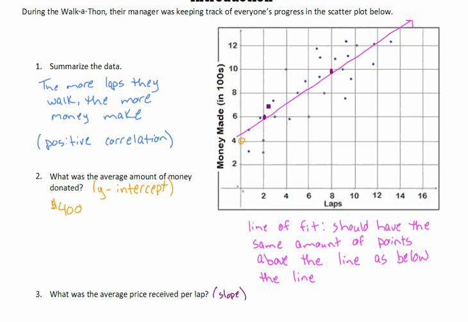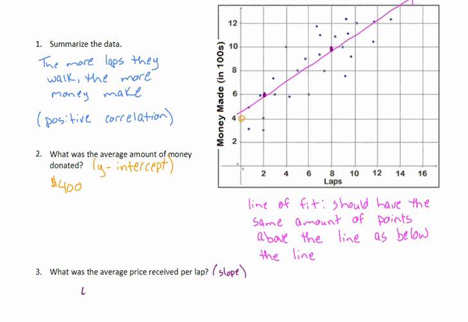So it looks like I rose $400 for every 6 laps. So average price per lap, about $400 per 6 laps. So what is that for 1 lap? That is about $67 per lap.